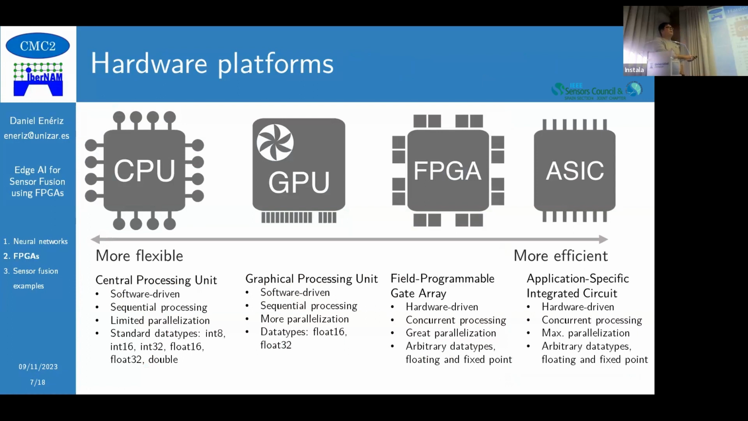It is common nowadays to implement neural networks on GPUs because they are flexible enough to support that wide variety of architectures we have seen before, and they also have good parallelization capabilities. But in contrast, the FPGAs are more hardware-driven, meaning that you have to define the hardware you want to implement, and in this way, the development for these platforms is more challenging. But they have superior parallelization capabilities because of this, and they also enable the use of arbitrary data types in both the floating and the fixed point representations.